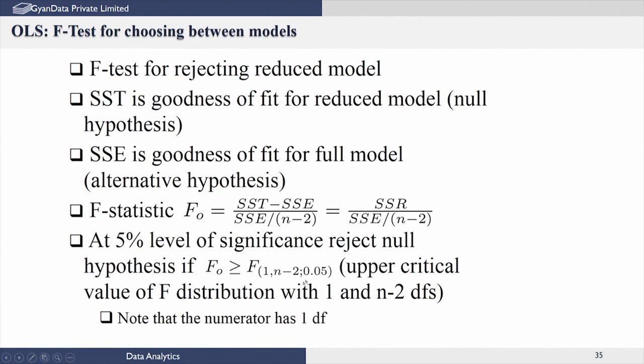So, once we get this threshold from the F distribution, if the statistic exceeds the threshold, then we will reject the null hypothesis and say the full model is better than the reduced model. We reject the reduced model in favor of the full model. The slope parameter is worth including in the model, we will get a better fit. That is how we actually conclude.